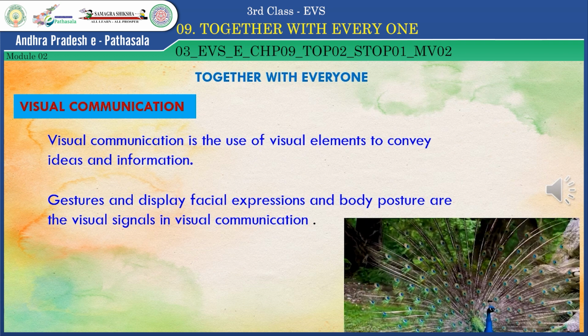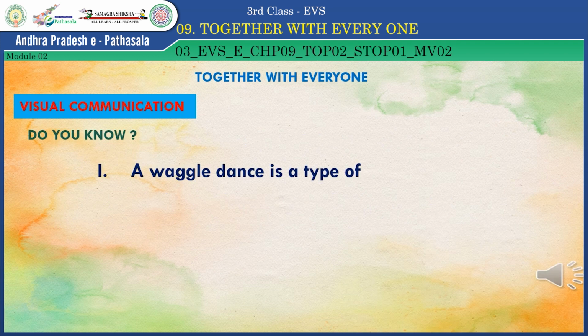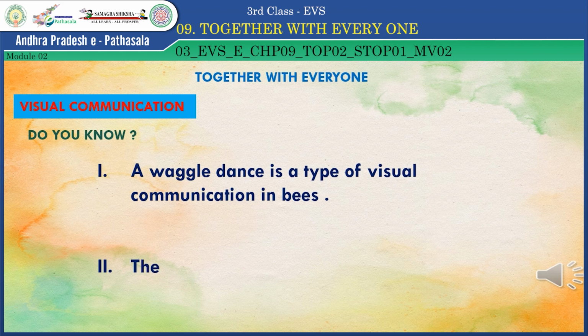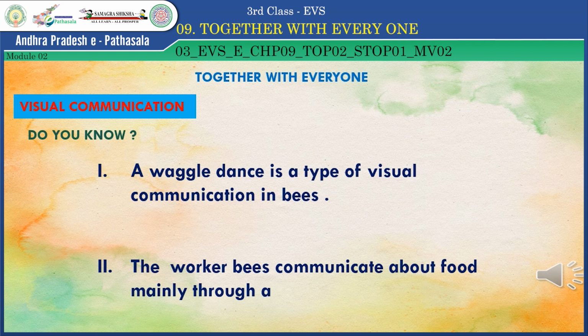Children, do you know the waggle dance? Children, let's know the waggle dance. Waggle dance is a type of visual communication in bees. The worker bees communicate about food mainly through a dance language. Let's see and enjoy the waggle dance.